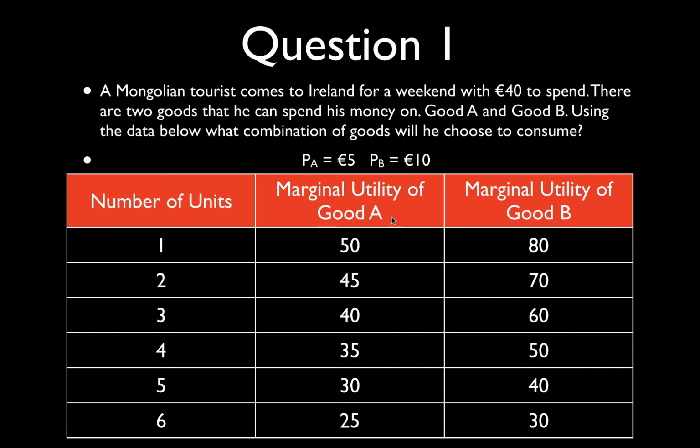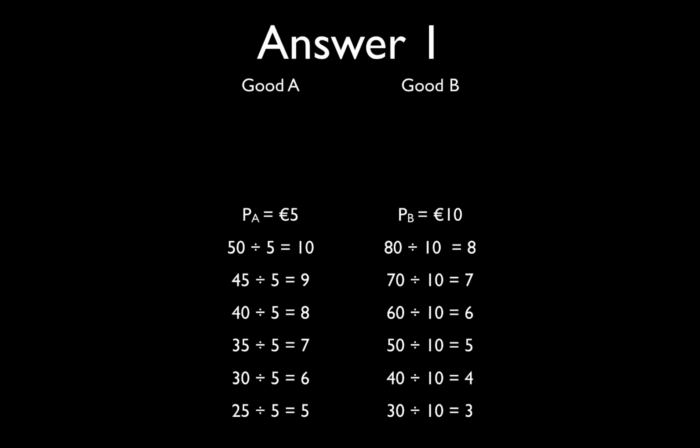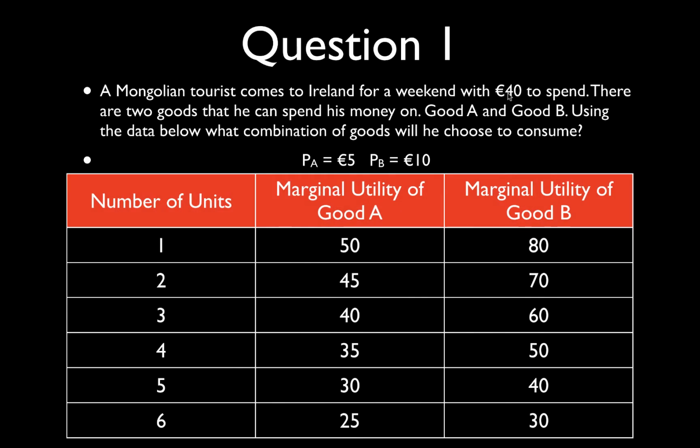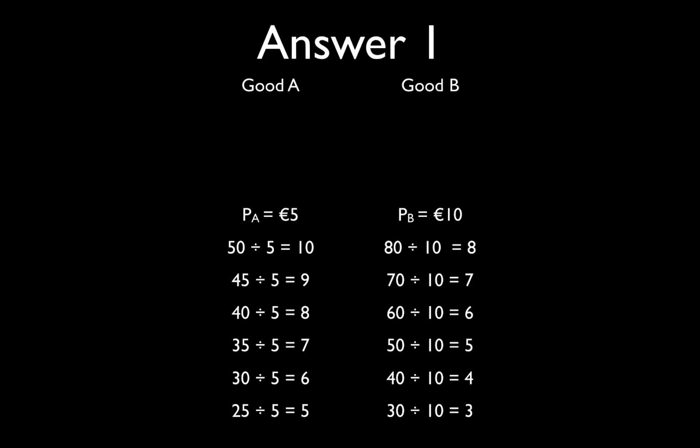Okay, so hopefully you've had a chance to do that, and now we're going to look at the answer. The first thing you have to keep in mind is how we are spending our money. We're spending our money in the way that the marginal utility divided by the price of each good is the same for all of the goods consumed. Sorry, just go back for one second. He's got €40 here, so we've got to keep that in mind about how much money he has to spend.